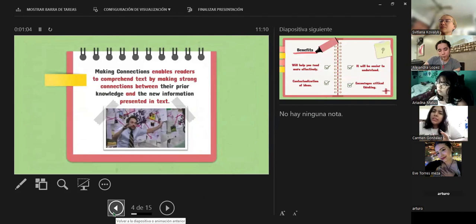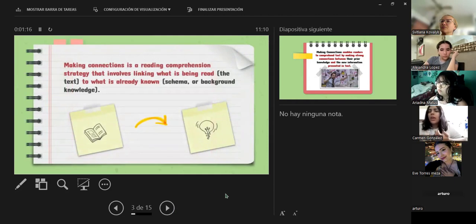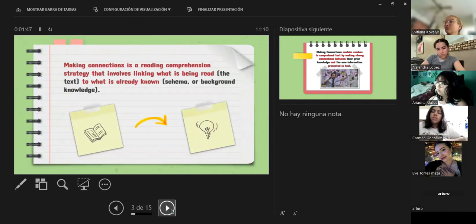Well, connecting is making connections, a reading comprehension strategy that involves linking what is being read to what is already known. This strategy promotes engagement while reading and, in turn, a deep understanding of the text. With making connections, as with any other reading comprehension strategy, it is important that teachers model the strategy for students.